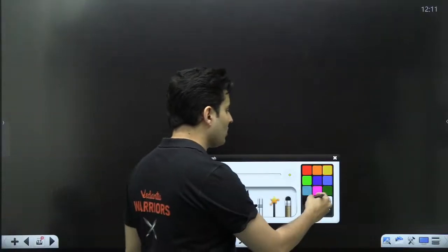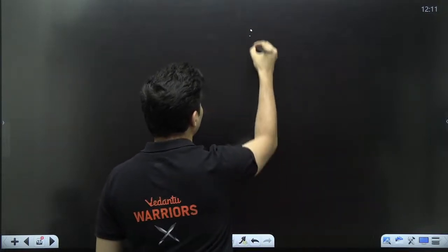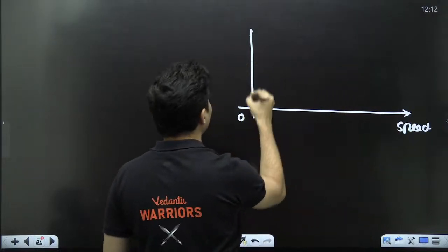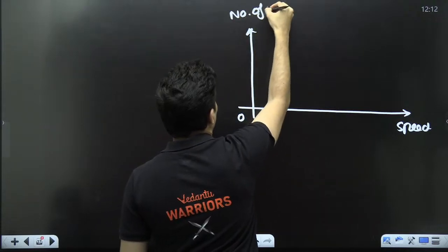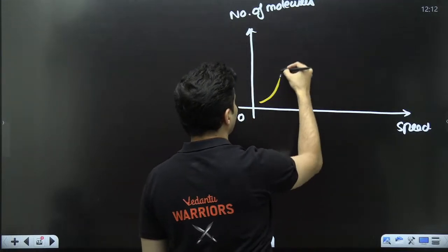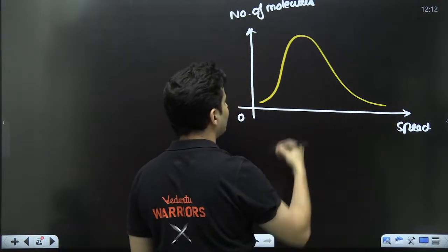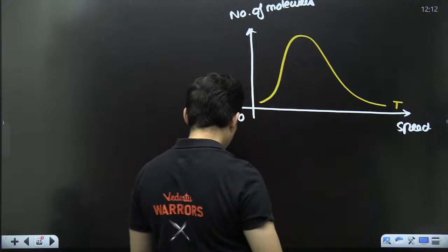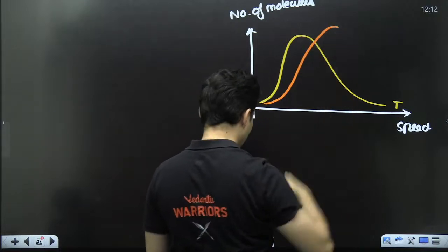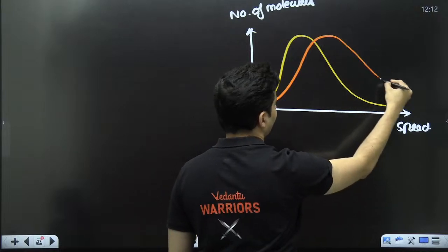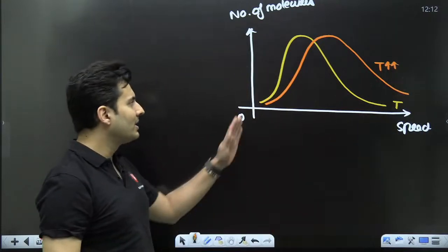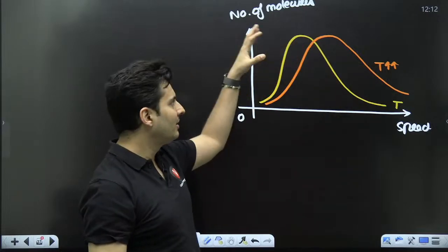So if you notice the distribution of the molecules, I can draw a graph out of it. This is your speed, and this is the number of molecules at that particular speed. That graph goes something like this. If this is at some temperature T, you will see when the temperature increases, that graph will go like this. It will shift. So when temperature increases, the speeds will become slightly higher. That's the reason why the graph shifts.